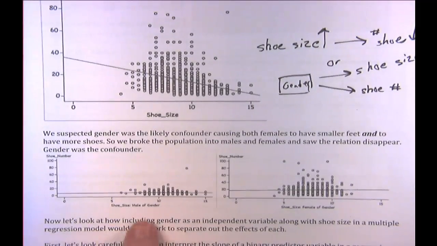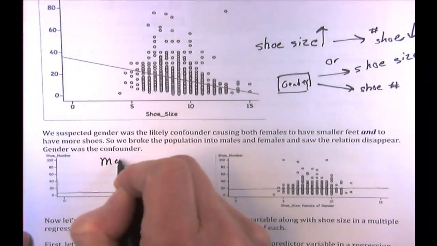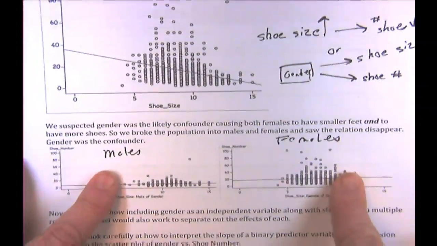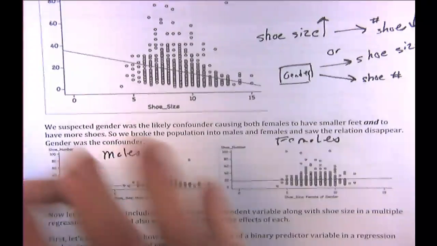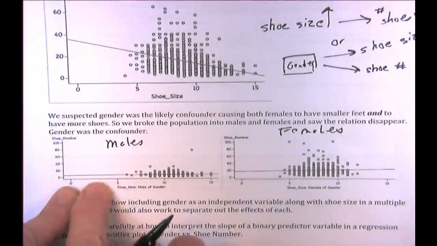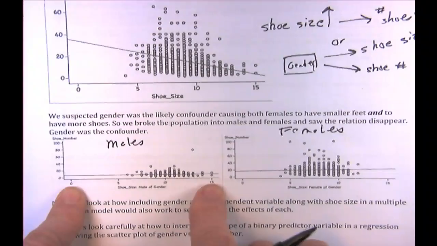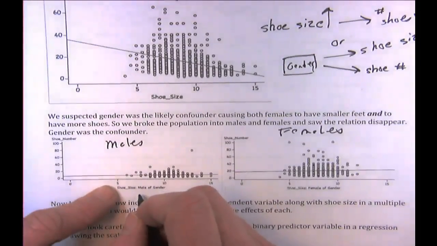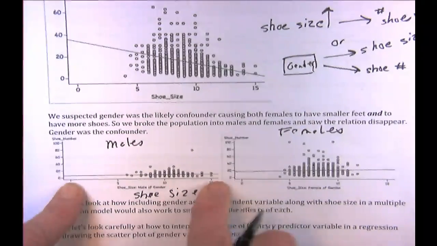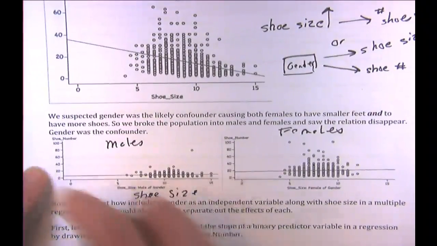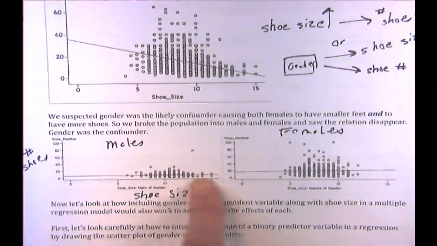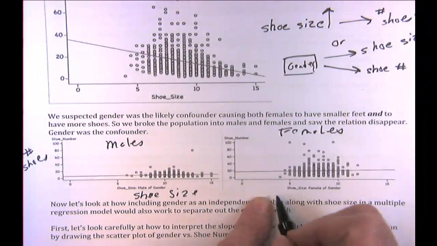This is just among what? This is so hard to see, but these are the males, and these are the females. And when you split them along the confounding factor, so you're taking that out of the picture, everyone here is a male. Now, this is your shoe size. The bigger your foot, does that still affect the number of pairs of shoes? Doesn't seem to. And here, it doesn't seem to either.